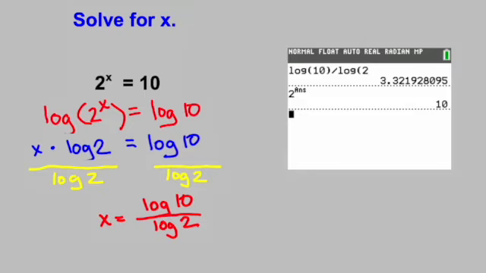Also, you can take 2 to the power of that answer, and when I did that, I got 10. So that's further verification that this actually works. If I round off my decimal answer to 3 places, I would get 3.322. And remember, sometimes you're asked for the exact answer, sometimes for the approximate answer. So what does that mean exactly? Well, log 10 divided by log 2 is your exact answer, whereas 3.322 would be your approximate answer.